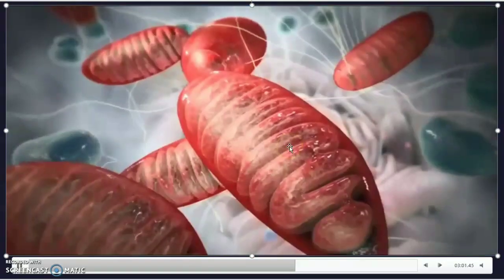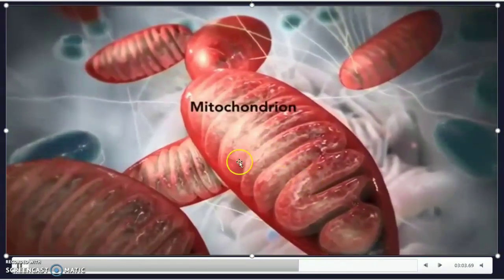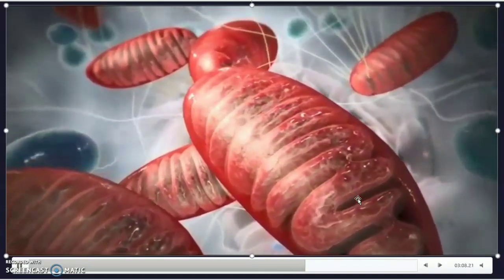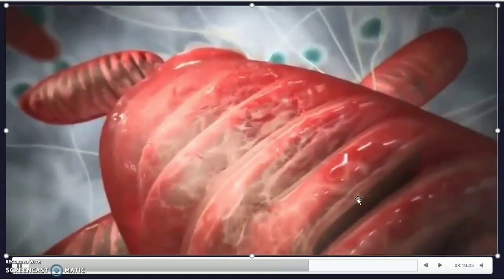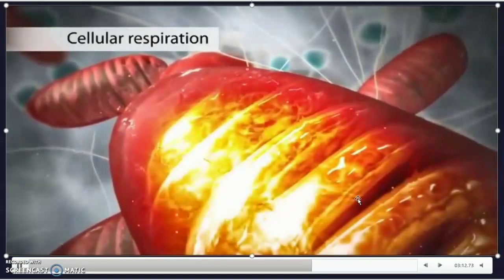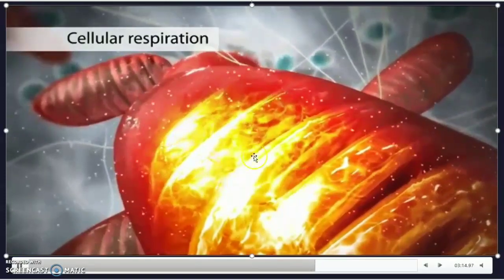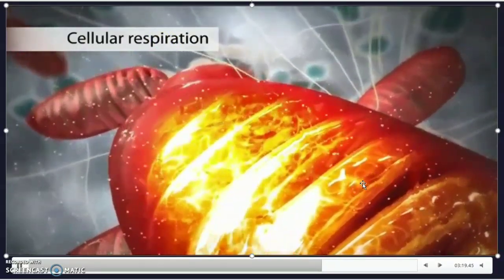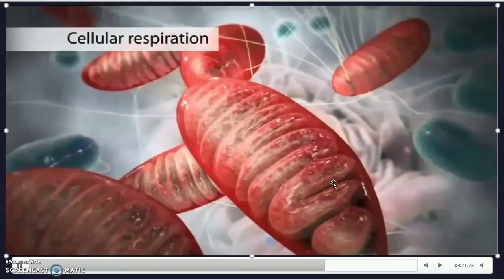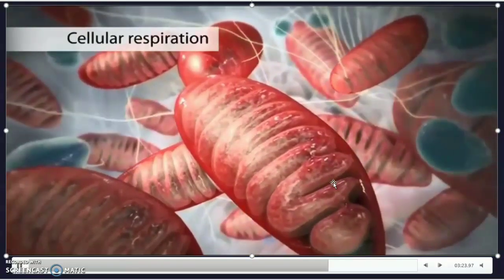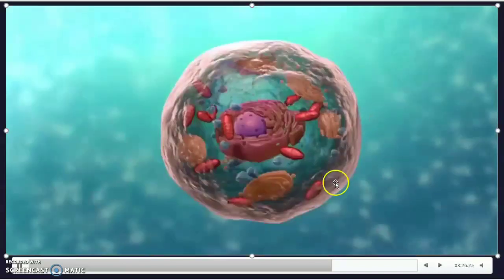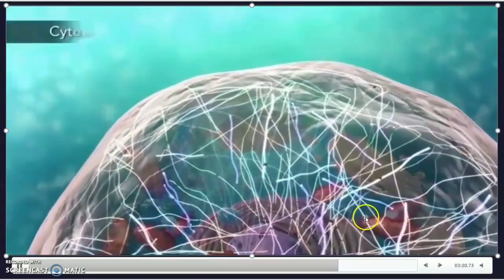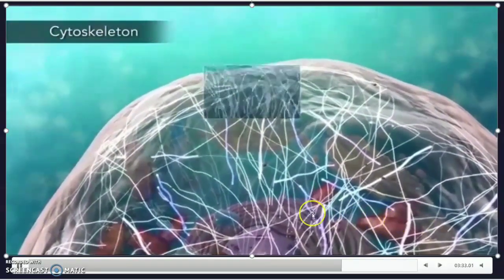See, and these are the mitochondria. This is a mitochondrion. This is the powerhouse of the cell. Why? It participates in cellular respiration. That means it oxidizes the food and changes that food into energy, ATP. That ATP is stored in the cells and in our body, and that energy is used for other activities.